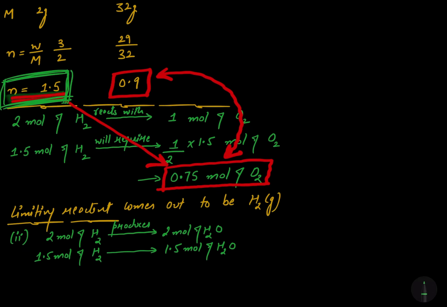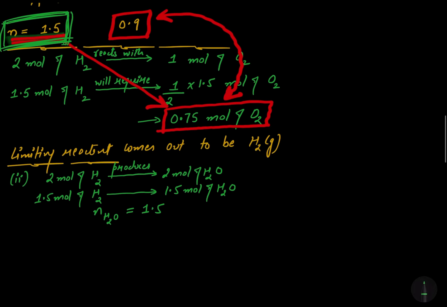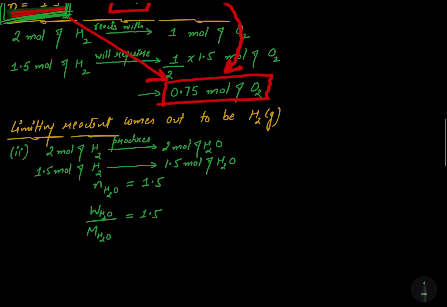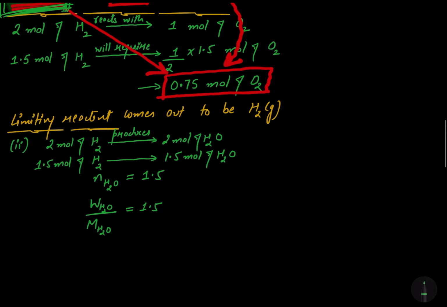So the number of moles of H2O that will be produced in the reaction in this case will be 1.5. So now what next? The number of moles of H2O will be the weight of H2O divided by the molecular mass of H2O, that will be equal to 1.5. We all know that the molecular mass of H2O is always 18.